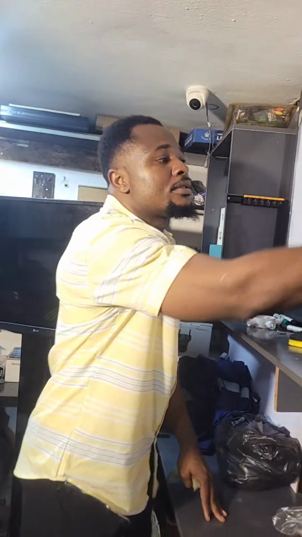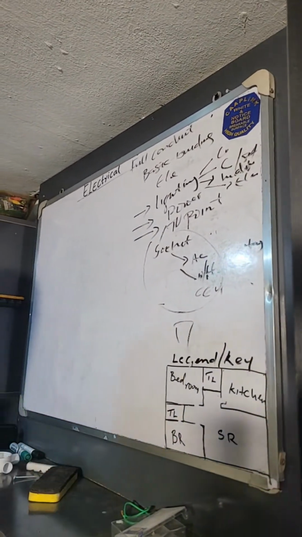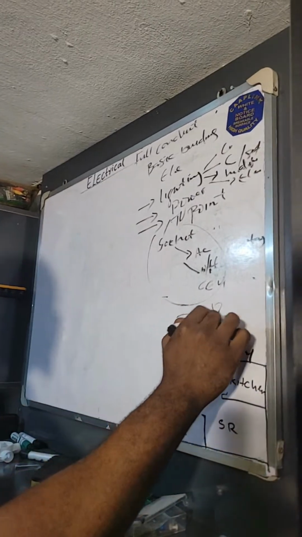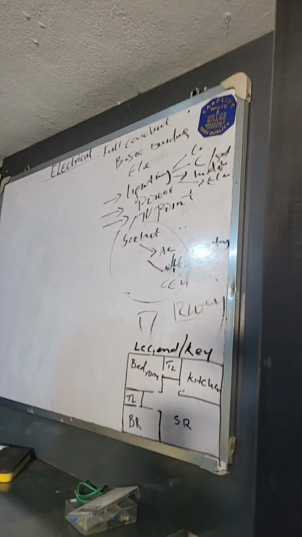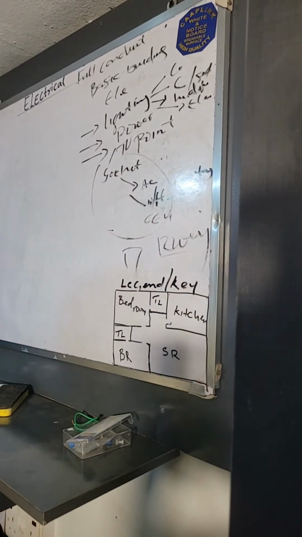So this is it. This is the four points. And remember, we talk about load balancing. While we are talking about this, we talk about how to select your DB. Now I've already selected our DB. Our DB is a 12-way DB. Last class we talked about selecting your DB, didn't we? So what was the DB rating?